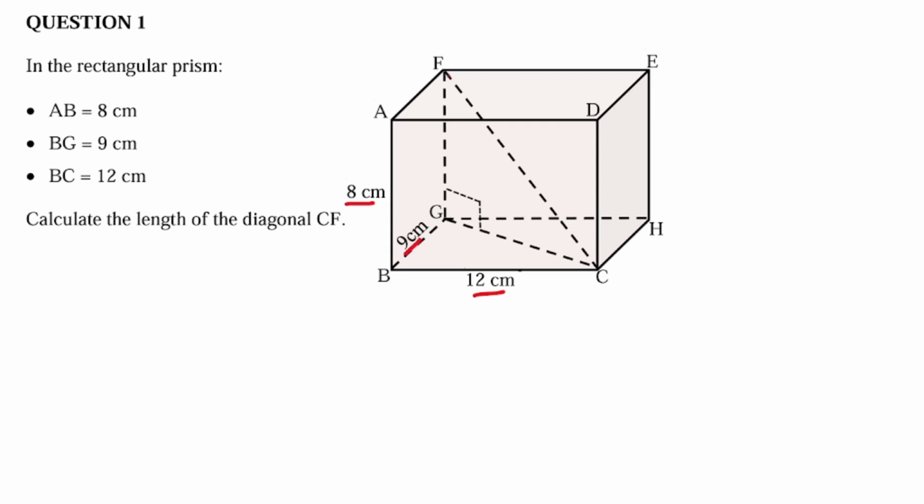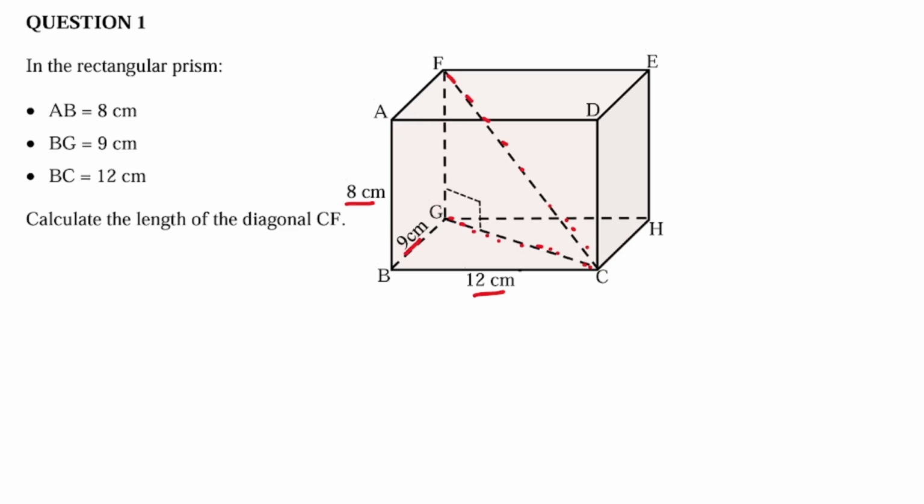Okay, we want the length of this diagonal CF. So what can we do here? For us to be able to do that, we can find GC, and then after finding GC, we can use GC and FG to find FC. What would be the length of FG? FG should also be 8 centimeters because these are the sides of a rectangle in a rectangular prism. If you look at AB and FG there, they must be equal.